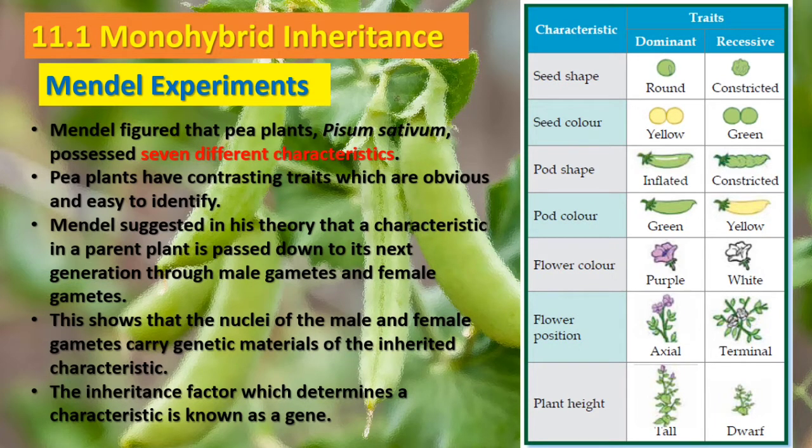Okay, Mendel had the theory about the characteristic of the parent passing down to the next generation. Bermakna, ciri-ciri daripada pokok induk diturunkan kepada anak pokok melalui gamete. So ciri-ciri yang menentukan karakteristik ataupun menentukan ciri ni dipanggil gene.